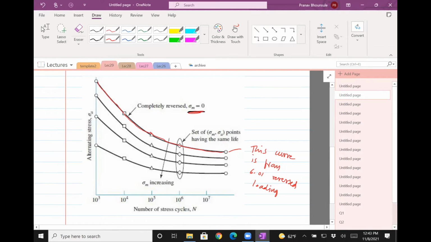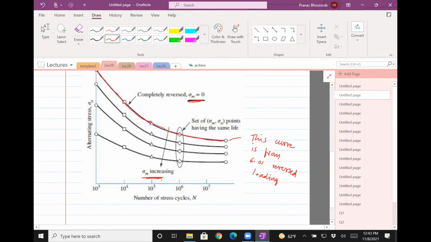Now, as you keep increasing sigma m, you see that this curve starts going down and down. That's because when the mean stress increases, the net stress on the material increases, and it will fail much earlier than it would with a zero mean stress. For example, if you draw a line like this, you'll see that when the stress is higher, the failure is at a lower stress. So the effect of sigma m is to decrease the life of the part, because it's more stress.